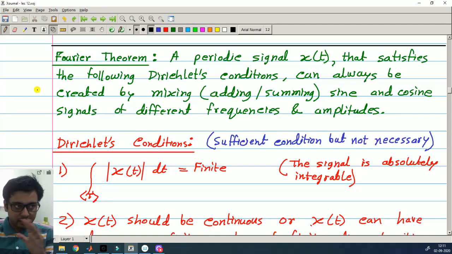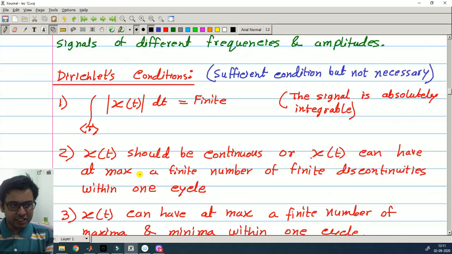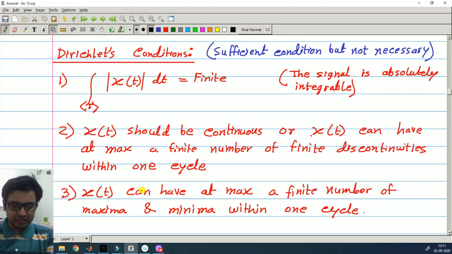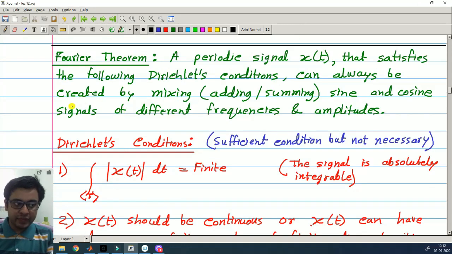So any periodic signal that satisfies these three Dirichlet's conditions can be created by mixing sine and cosine signals. And these three conditions are not very stringent. Any practical signal that we see in laboratory, almost all of them, satisfy these three conditions. They are very easy to satisfy. So almost any signal can be written as a mixture of sine and cosine signals.